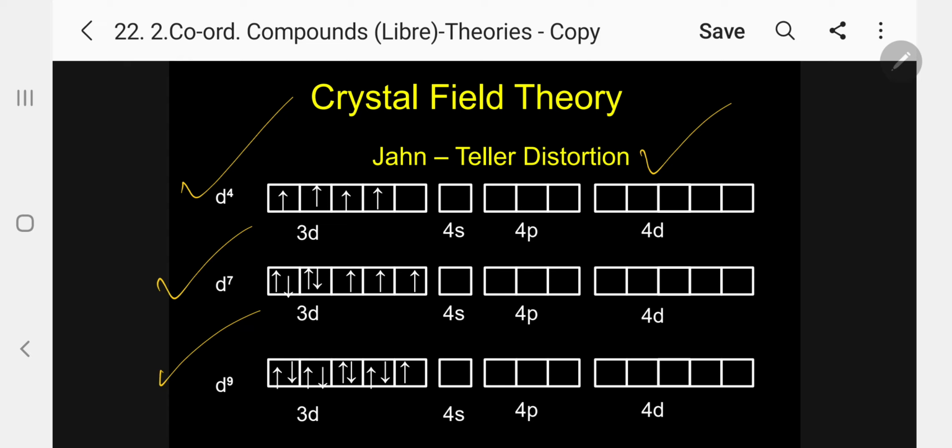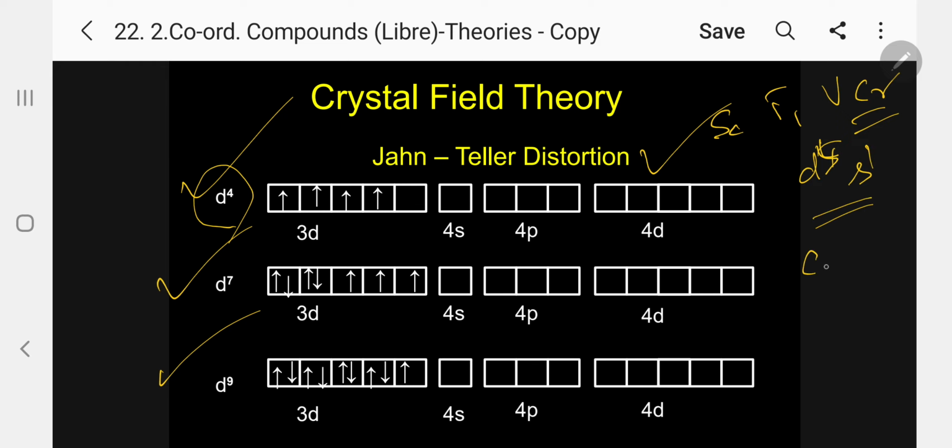If it is present, then the theoretical shape will be different from the observed original shape, because some distortion takes place, which is explained by Jahn-Teller distortion. So let me take an example. d4 means, you can say, scandium, titanium, vanadium, chromium. So in chromium, d4, kindly follow, d5 s1 it will be. So chromium 2 plus, if you take any example of a complex, you will have 4 electrons.